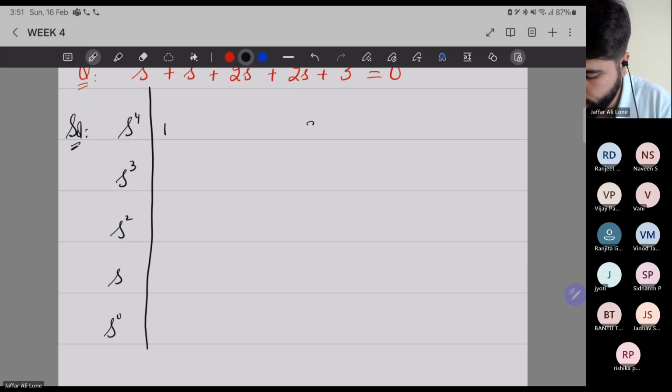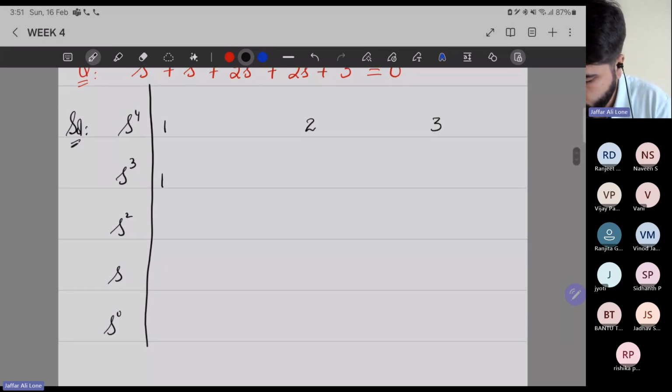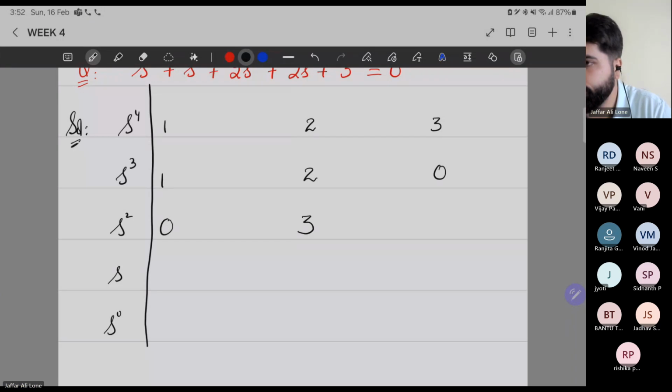1, 2, 3, 1, 2, 0. Now, if we proceed for S square, what we will get is 1 into 2 minus 1 into 2. It will be a 0, right? So it will be a 0 here. Then 1 into 3 minus 1 into 0 divided by 1. So this will be 3 here.